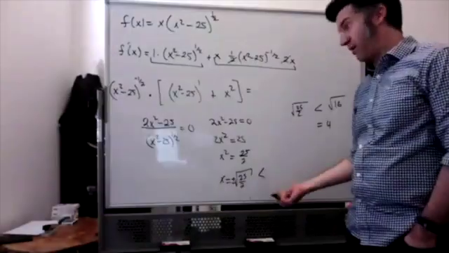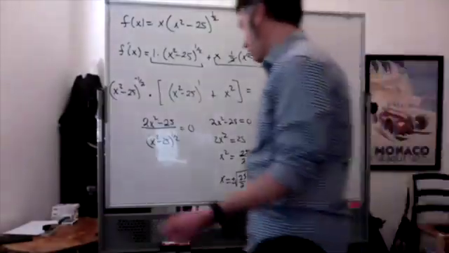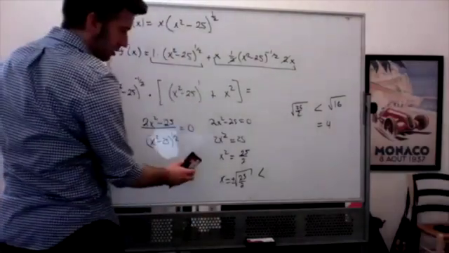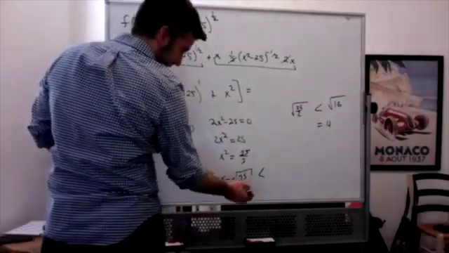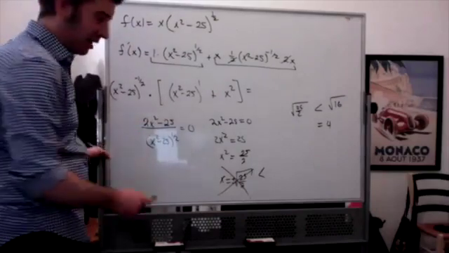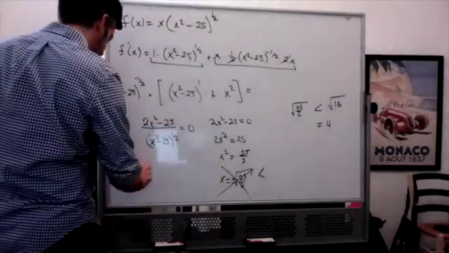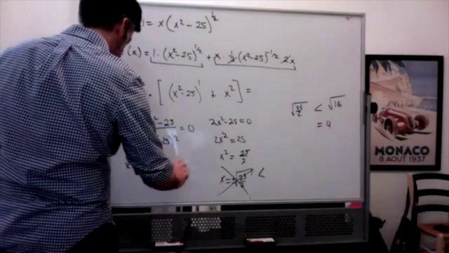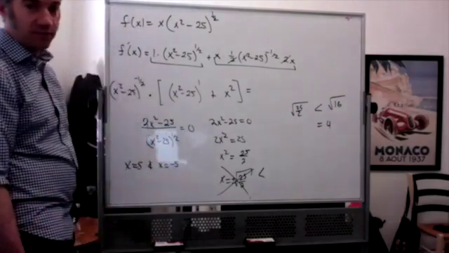So we have no, well, that's not true. We do have a critical point, because although this is not in the domain, we also have the places where the derivative is undefined. So x equal to 5 and x equal to negative 5.